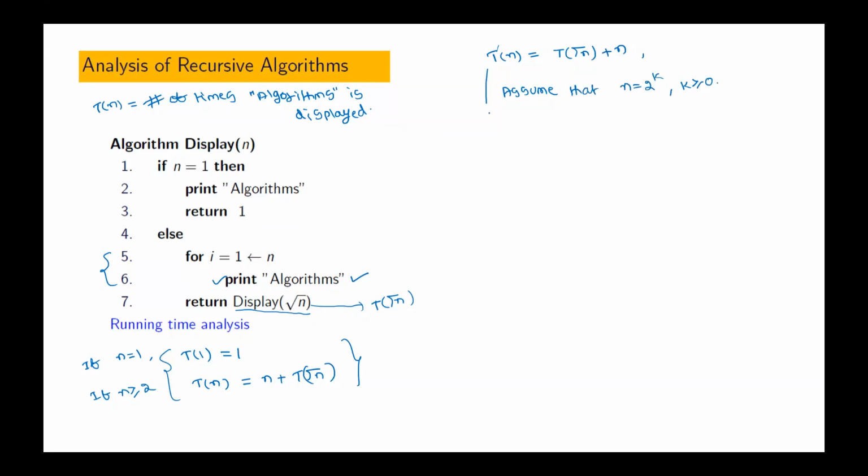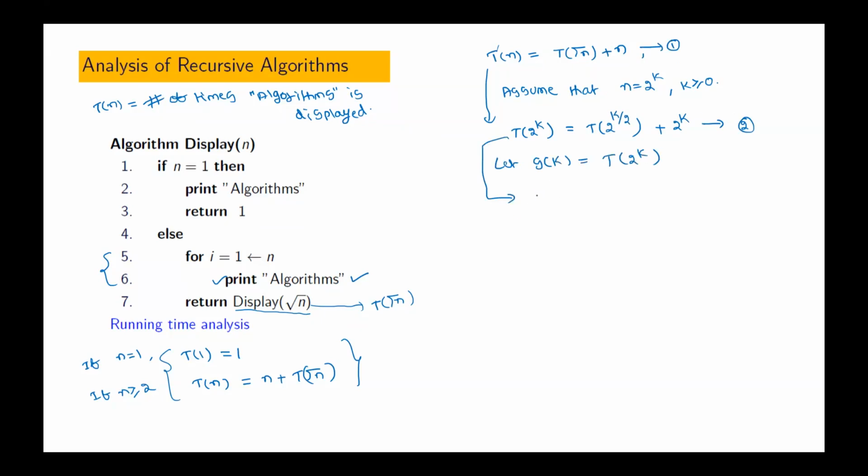Then what happens to this? T of 2 power k equals T of root n, which we can easily write as T of 2 power k by 2, plus 2 power k. Is that correct? Now let S of k equal T of 2 power k. Then what happens to equation 2?